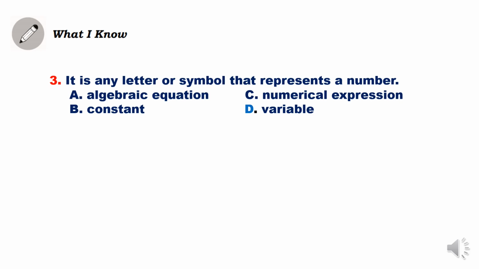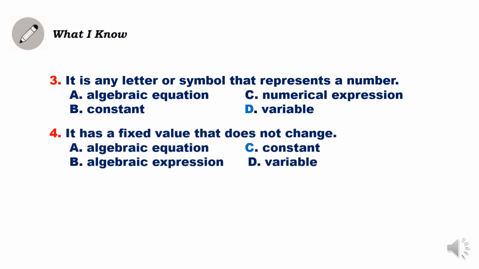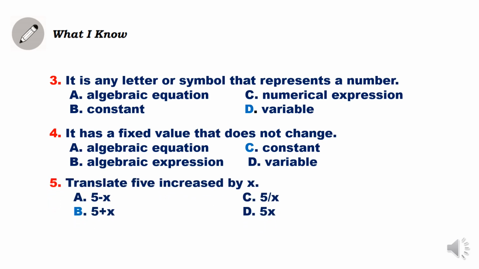3. It is any letter or symbol that represents a number. A. Algebraic equation. B. Constant. C. Numerical expression. D. Variable. 4. It has a fixed value that does not change. A. Algebraic equation. B. Algebraic expression. C. Constant. D. Variable.